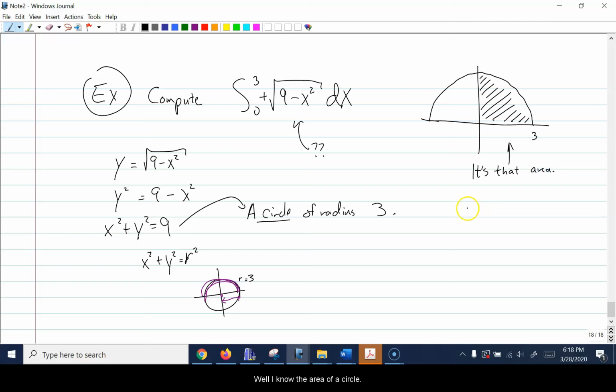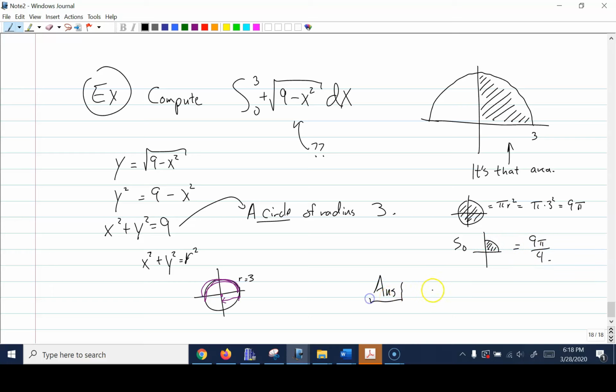Well, I know the area of a circle. The area of a circle is pi r squared, which in our case is pi times 3 squared, which is 9 pi. So a quarter circle will be a quarter of that. The answer is 9 pi over 4. Done. Hooray.